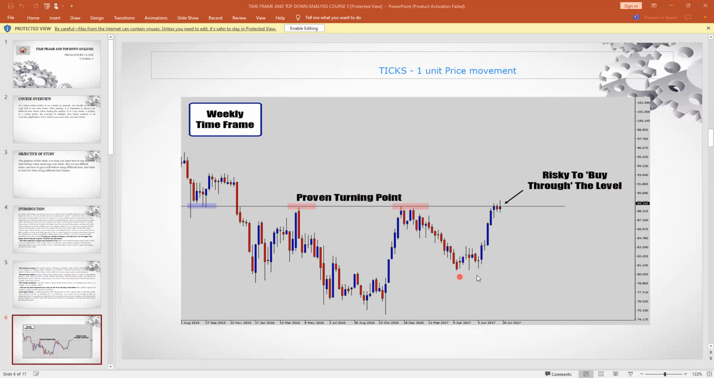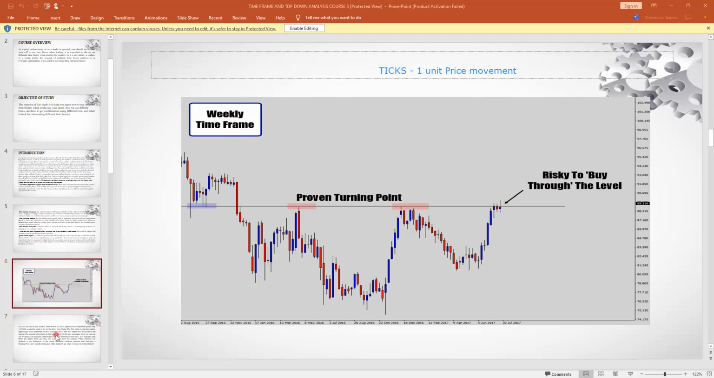Okay, so now that price has come back to this level, we need to know what are we going to be expecting from here. So buying from this point is very wrong right now. Why is it wrong? Because this is a proven turning point and we are on the weekly time frame. Before we know whether to buy or sell, all right, the next thing we want to do is we want to go to the lower time frame.